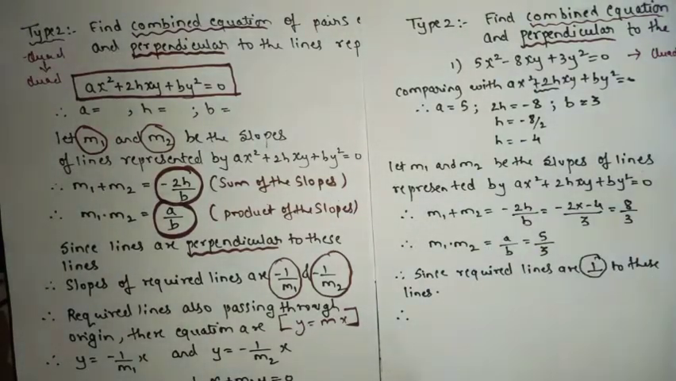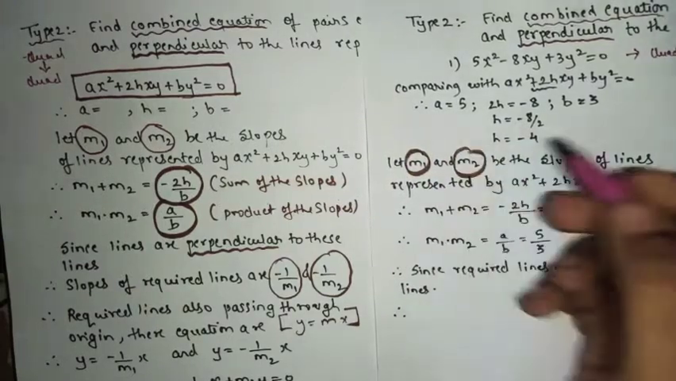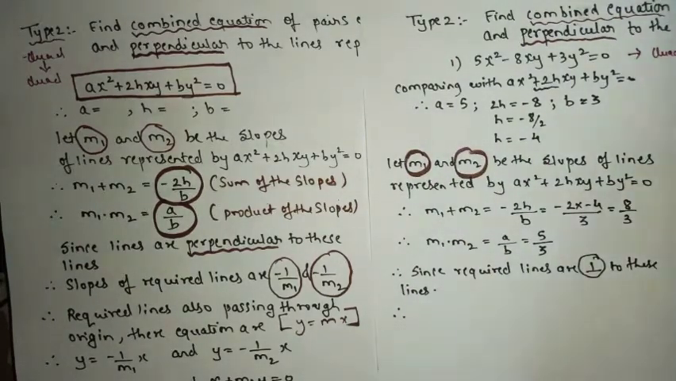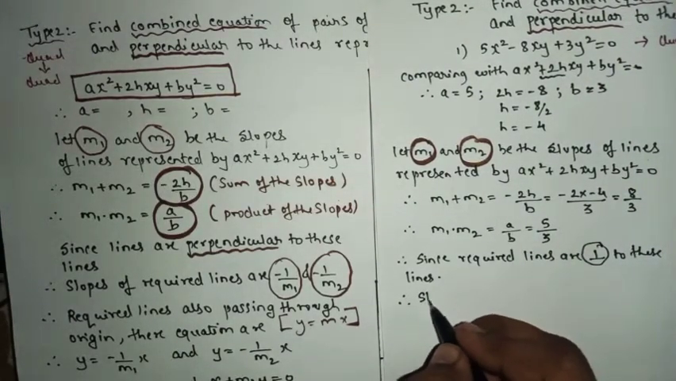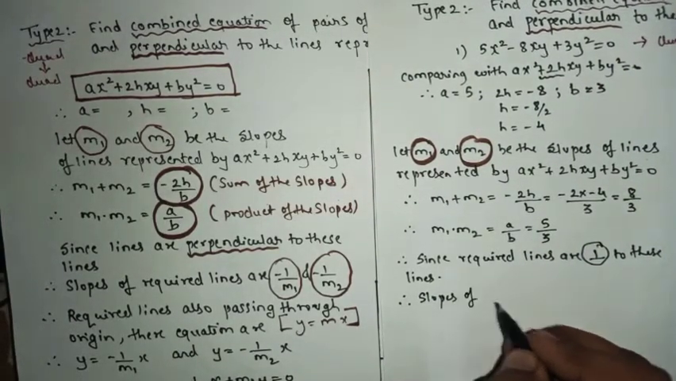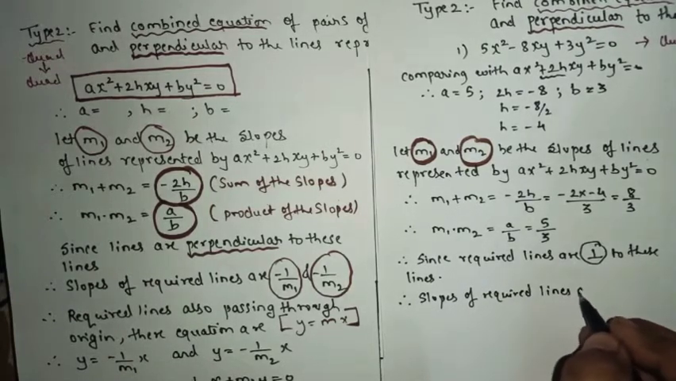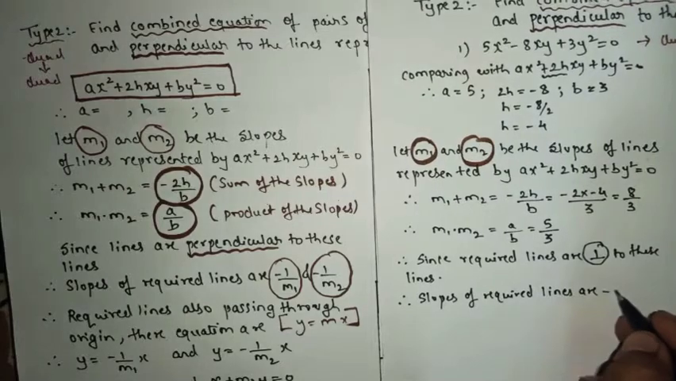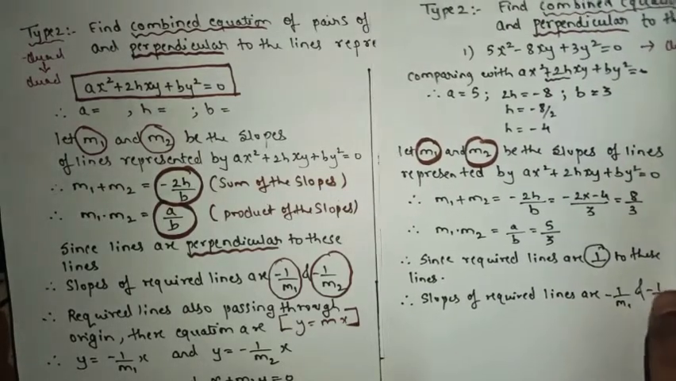So here we have the two slopes m1 and m2. So we'll find the reciprocal of these two slopes. The slopes of required lines are, m1 will be what? Minus 1 upon m1, and m2 will be minus 1 upon m2. Got the point?